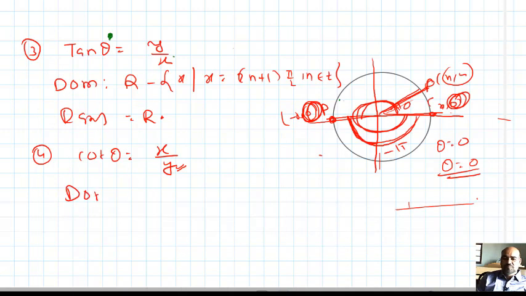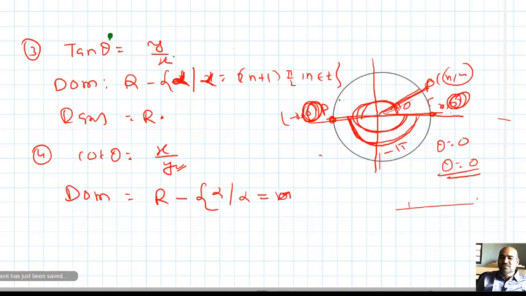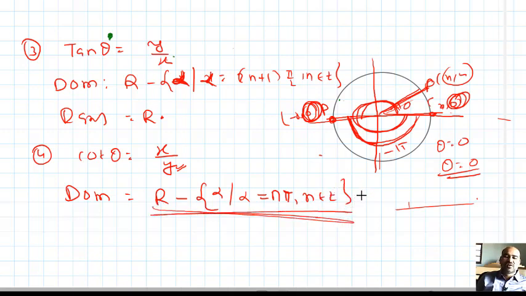Domain equals all real numbers except... Don't think that this x is something you can take as alpha. Don't confuse it with that x. Somebody will confuse, since I wrote x here, but this is different. Simply I want to write an angle which is not in this form. That's why I wrote alpha, such that alpha equal to n pi, where n belongs to Z. So this is called the domain of the cot function.